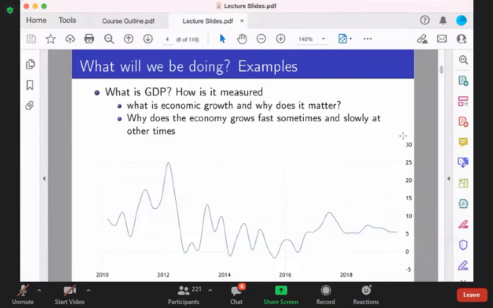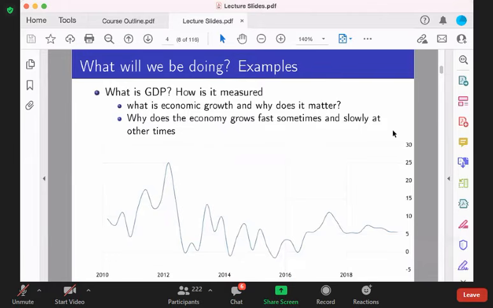What is even economic growth? Economic growth is just the growth rate of GDP. What is it? Why does it matter? How is it measured? Those are the kind of things that we'll be taking you through. Why does the economy grow fast sometimes and sometimes does not grow fast?